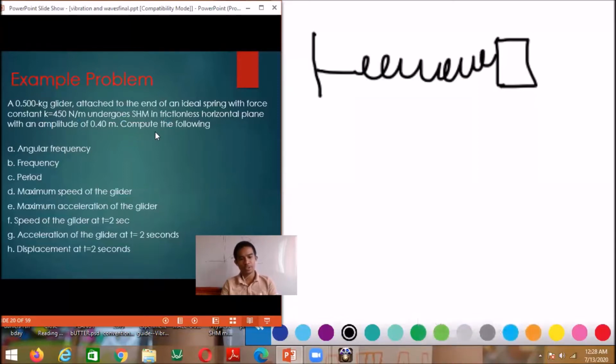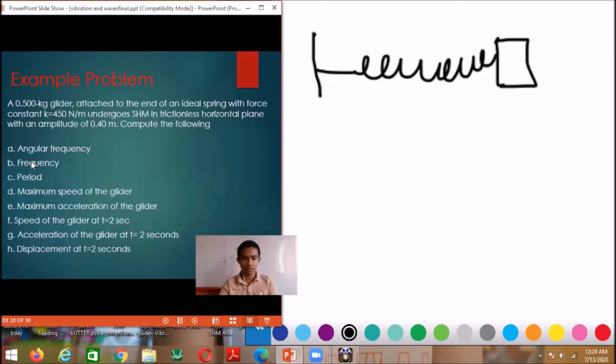So we're going to compute the following. First is the angular frequency. Next is the frequency, the period, the maximum speed of the glider, the maximum magnitude of acceleration of the glider, the speed of the glider 2 seconds after it is released from the maximum displacement, or what we call the amplitude, and then the acceleration at the same time of 2 seconds, as well as the displacement at the same time. Okay, so let's solve first the angular frequency.